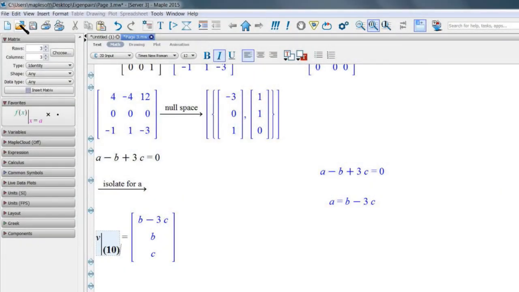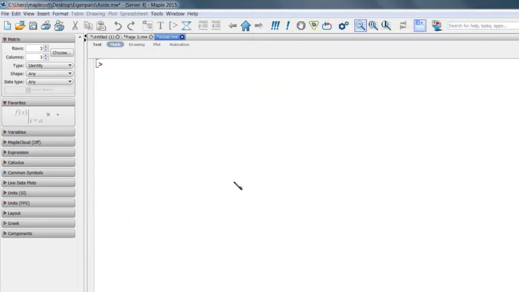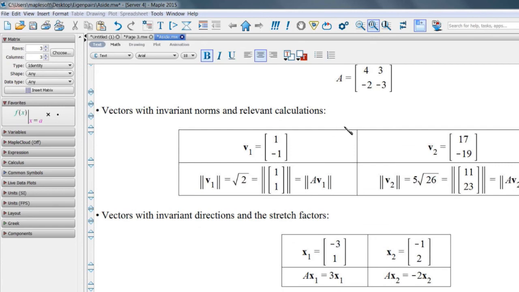I piddled around and came up with that matrix. Let's see how I came up with that matrix. Let's open this. I'll make this a little bigger. Okay, I think what I did was I started out by solving some equations here. If you say AV, take its norm, has to equal the norm of V, and you do that for both V1 and V2, you will find the four components of your matrix A.